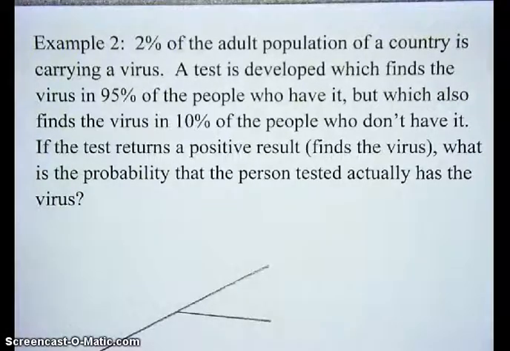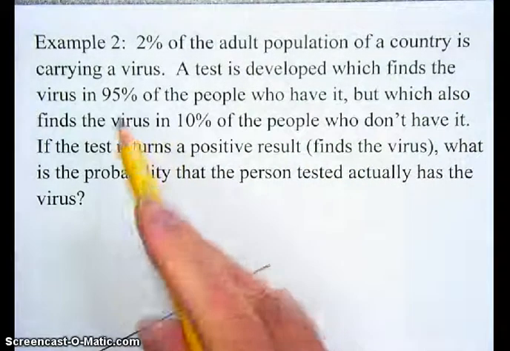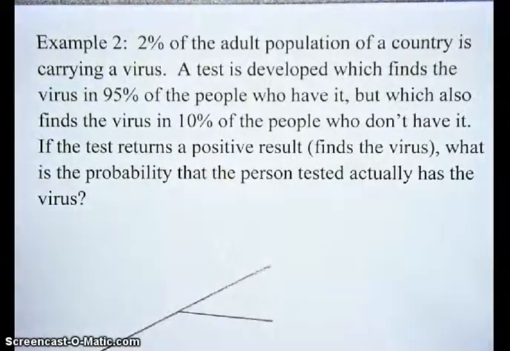Here's another tree diagram example. 2% of the adult population of a country is carrying a virus. A test is developed which finds the virus in 95% of the people who have it, but which also finds the virus in 10% of the people who don't have it. If the test returns a positive result, that is, it finds the virus, what is the probability that the person tested actually has the virus?